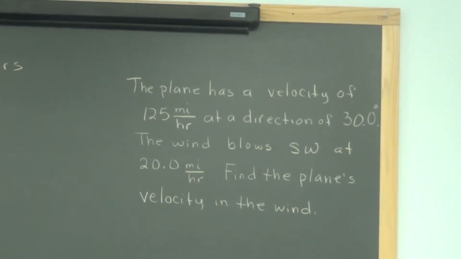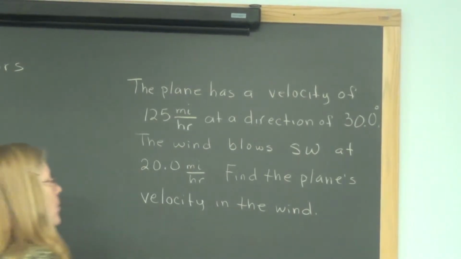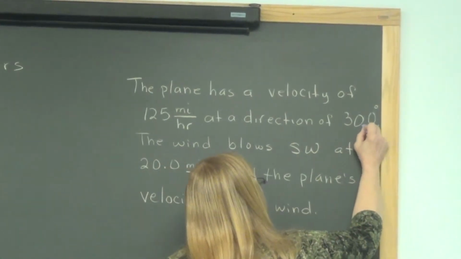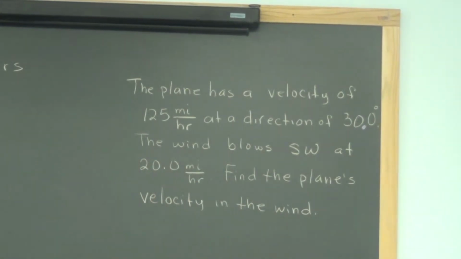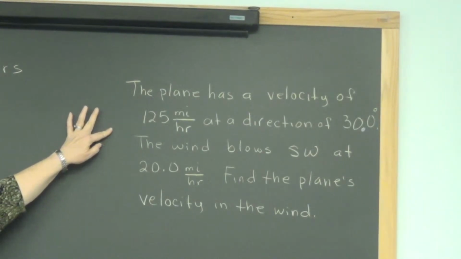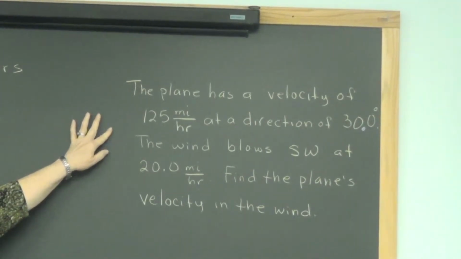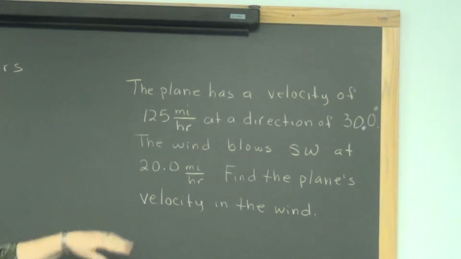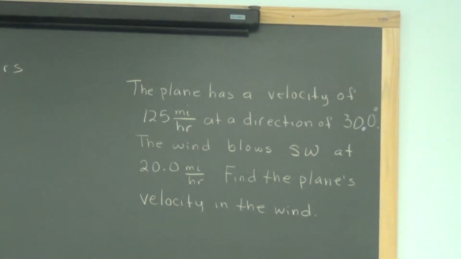The plane has a velocity of 125 miles per hour at a direction of 30 degrees. Can you see that's a 30.0? I don't know if you can see that where you are. The wind blows southwest at 20.0. Find the plane's velocity in the wind. So when I say the plane has this velocity, that means without any wind or disturbance. But it's going to change when the wind starts blowing.